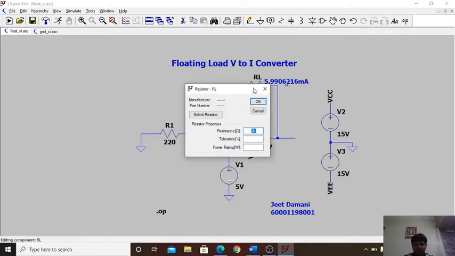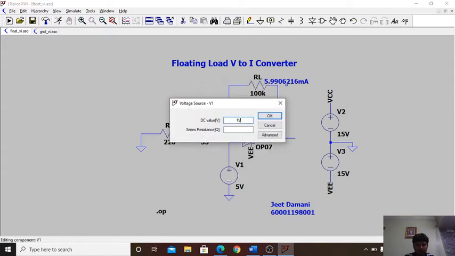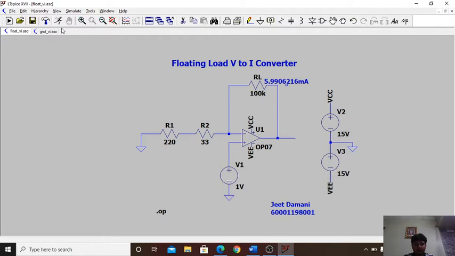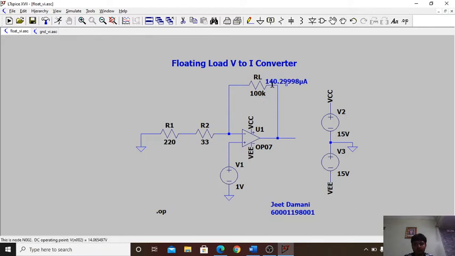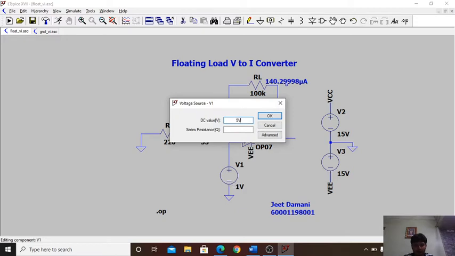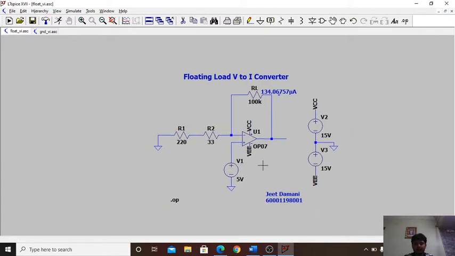Now I'll just increase the load resistance from 2k to 100k, and I'll make this 1 volt. So as you can see, for 100 kilo ohms the current has reduced to 140 microamps. So we have seen that as the load resistance is increasing, the load current is decreasing. Similarly for 5 volts, it is 134 microamps. Similarly, as the load resistance is increased, the load current has decreased. So it is depending on the load resistance.